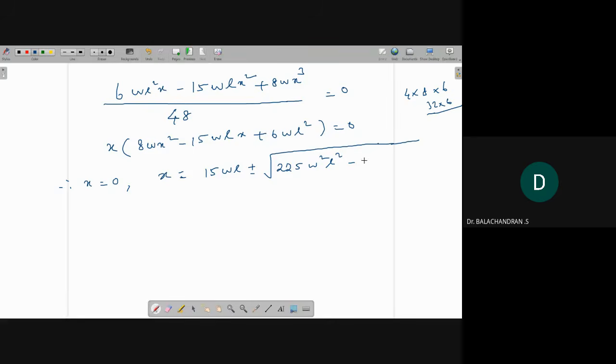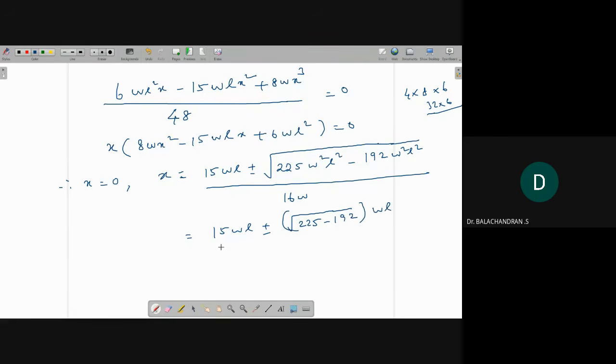Okay, 192. 192 omega square L square divided by 2A. So 2 into 8 omega is 16 omega. The numerator is 15 omega L plus or minus. If you take omega square L square from the root, you'll have 225 minus 192 into omega L divided by 16 omega.